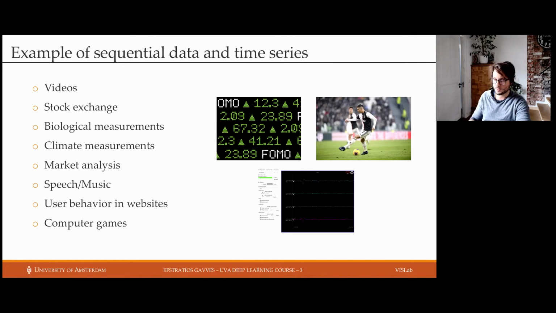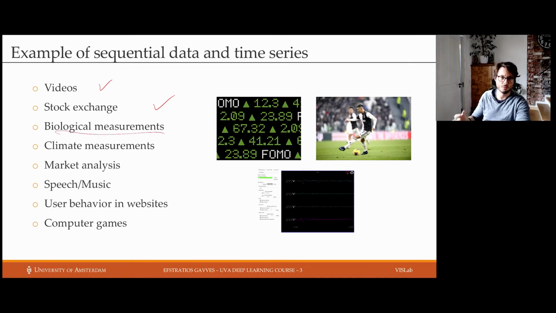To start with, so that we understand better what is so special about sequences, let's see what kind of sequences we have around us in everyday life. First of all, we've got videos, right? Videos are basically sequences of frames, and videos are probably some of the biggest data that we have nowadays. It's in everybody's phones. Stock exchange creates data sequences, right? The ticks over time are creating time series that are amenable to representation learning.